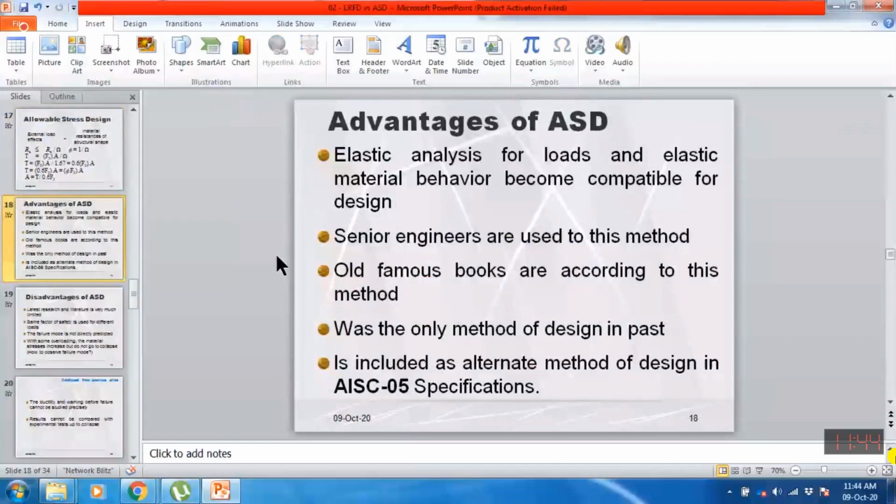Now we will discuss different stages. So what are the advantages of ASD? Elastic analysis for load and elastic material behavior become compatible.